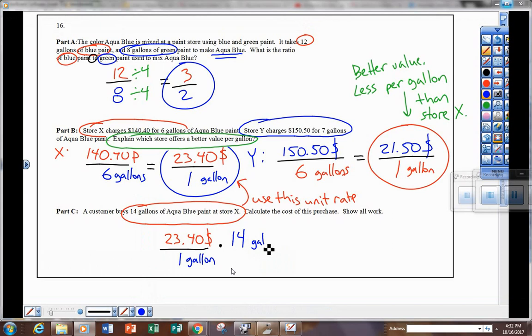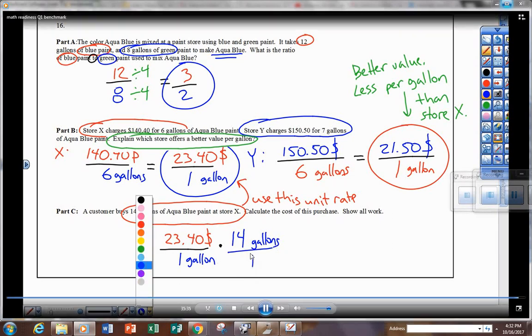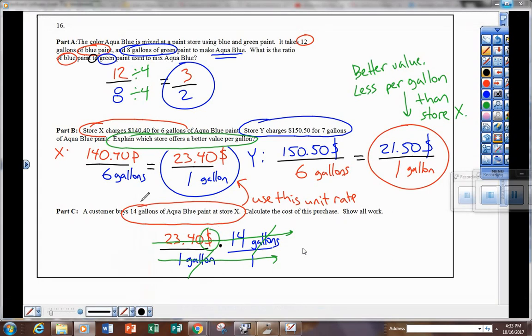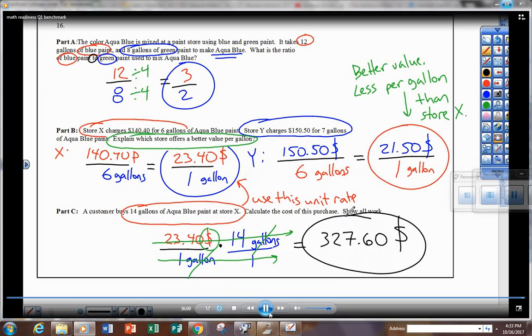And again, the gallon units cancel and leave me just dollars. So again, if I multiply straight across 23.4 times 14 with my calculator, that gives me $327.60. That's how much I'm going to spend for 14 gallons at that rate.